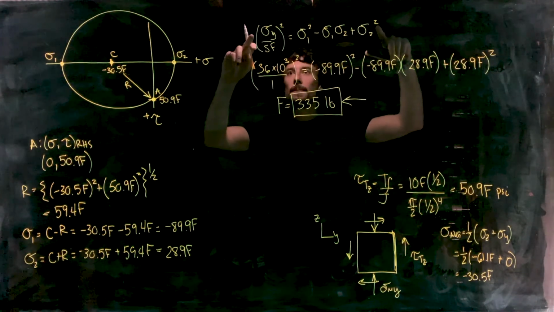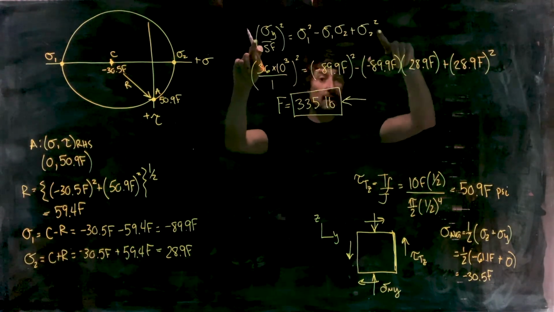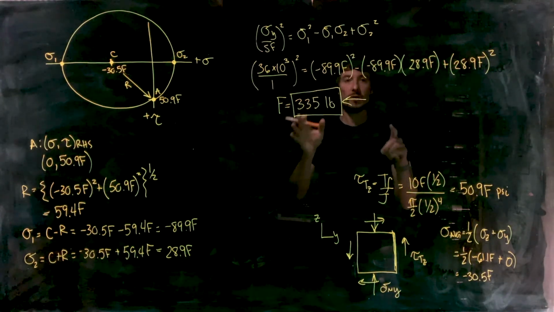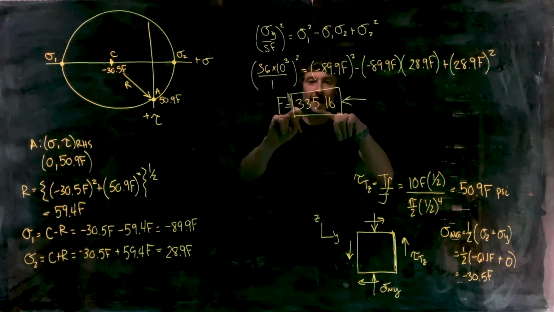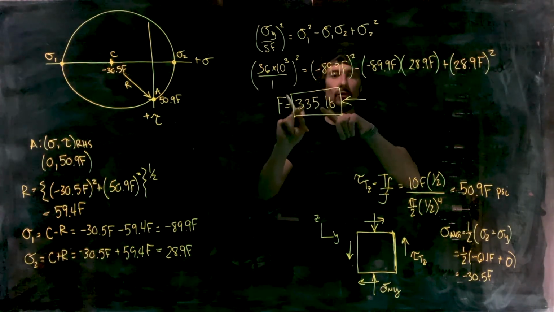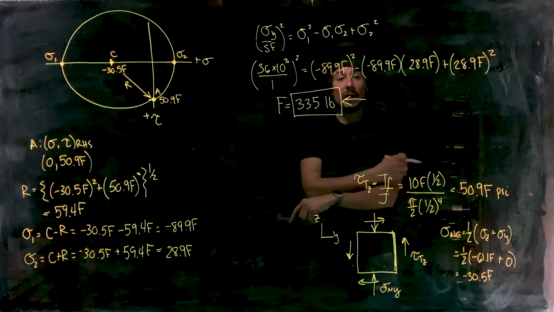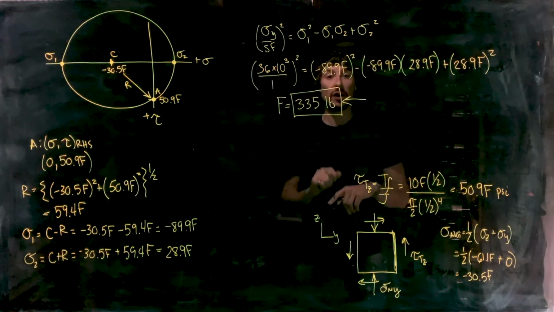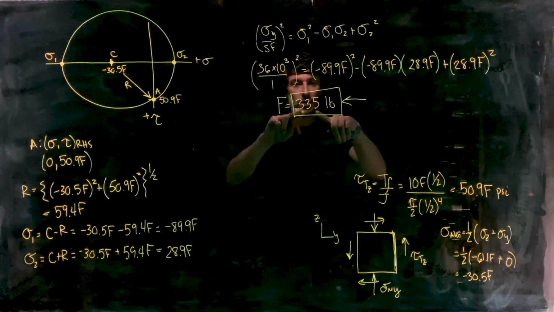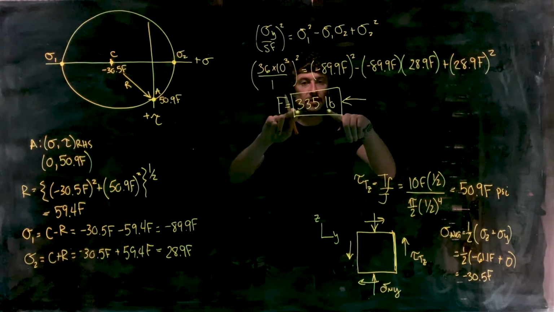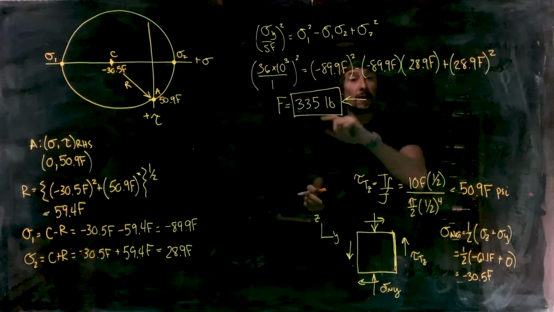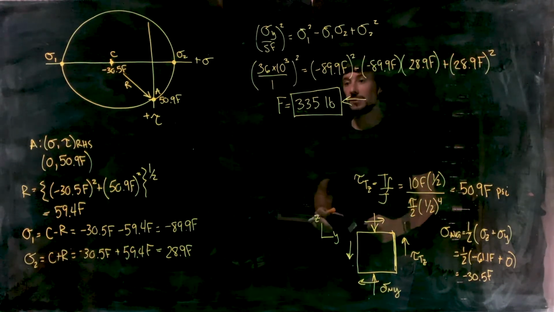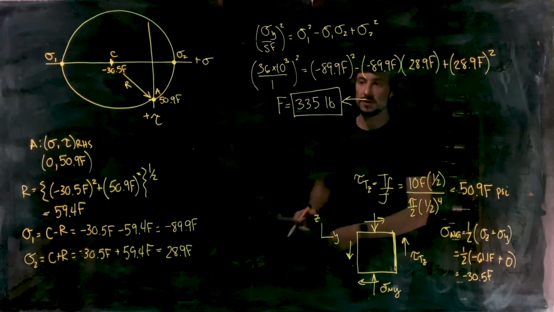The maximum distortion energy theory predicts failure very, very accurately. So this is actually the maximum load you'd be able to apply before that bolt yields. If you used the maximum absolute shear stress theory instead of the distortion energy theory, then you would get a value of force that is smaller than 335, because the maximum absolute shear stress theory slightly underestimates the strength of materials.